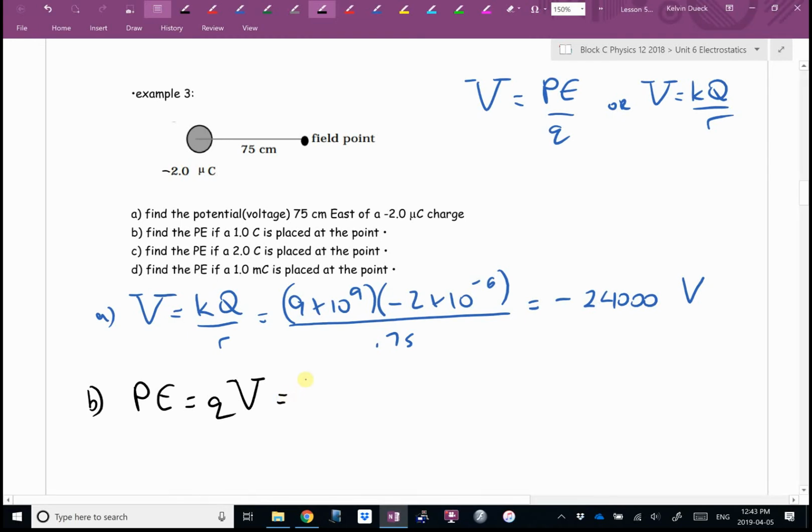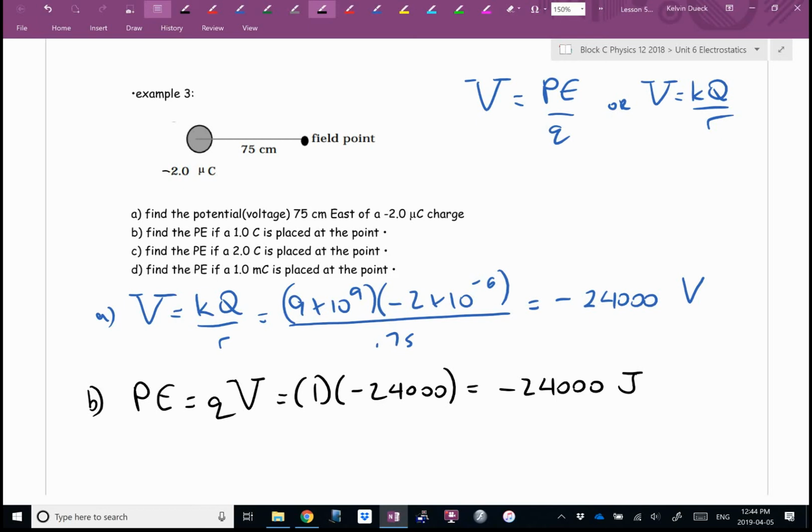Danielle, what's the charge at the location in part B? What's the voltage? In your head, Danielle, without a calculator, what's 1 times negative 24,000? Which makes sense because that's how voltage is defined. It's defined as the number of joules per coulomb. Well, if you have 1 coulomb, then you'll have negative 24,000 joules.